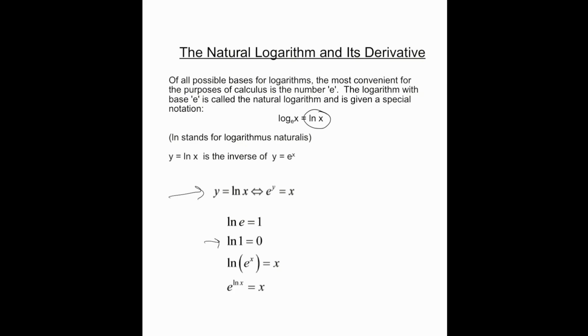Next, ln of e to the x equals x. The idea here is that they cancel each other out because they are inverses. And similarly, e to the ln x equals x. Sorry, I'm going to say that one again: e to the ln x equals x. I guess I keep saying it over and over again because I feel that it's important.